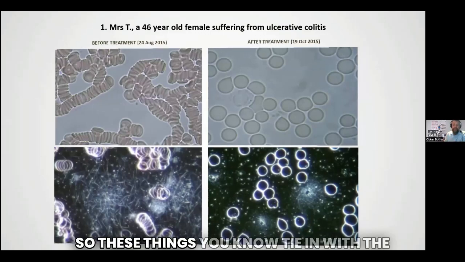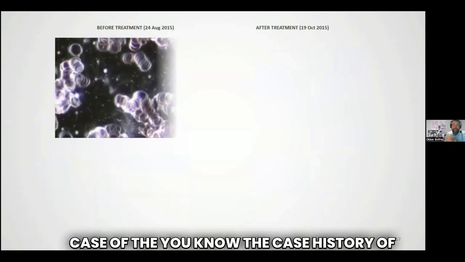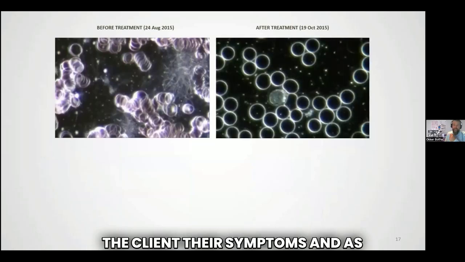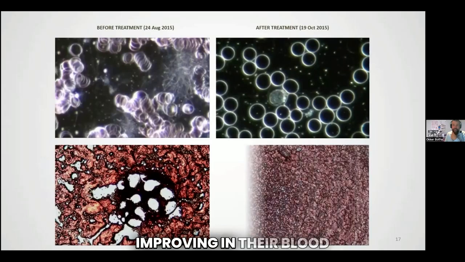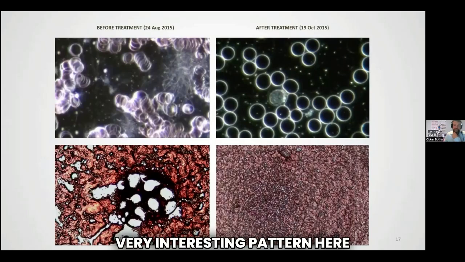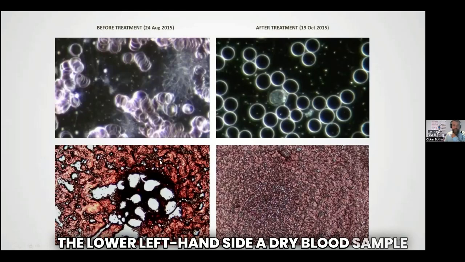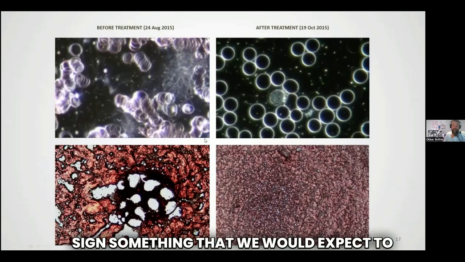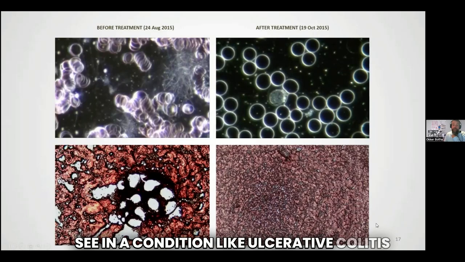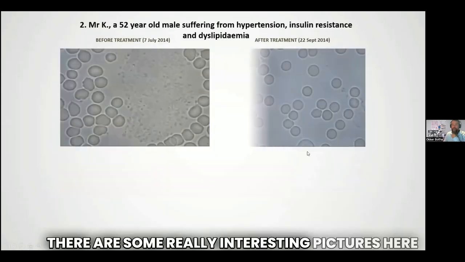So these things tie in with the case history of the client and their symptoms, and as these symptoms improve, we'll also see these things improving in their blood. Very interesting pattern here, on the lower left-hand side, a dry blood sample. This is called a bowel pattern. This shows inflammation in the digestive tract. So this would be a very specific sign, something that we would expect to see in a condition like ulcerative colitis.